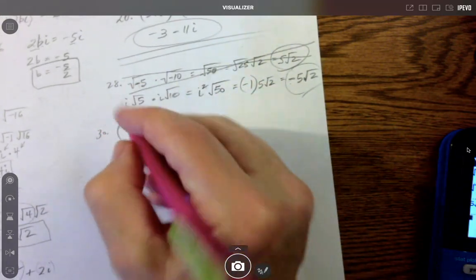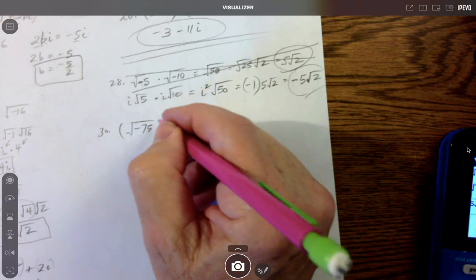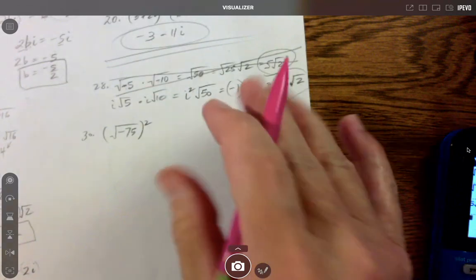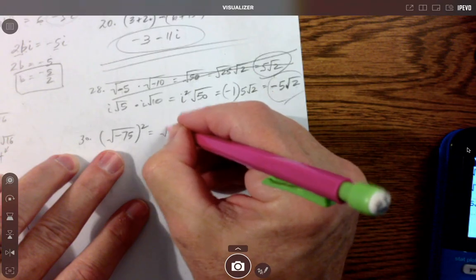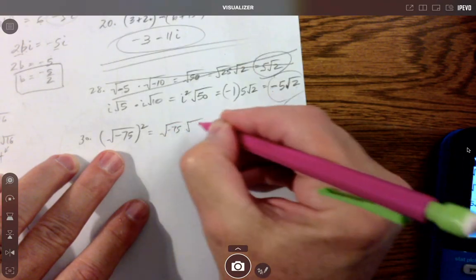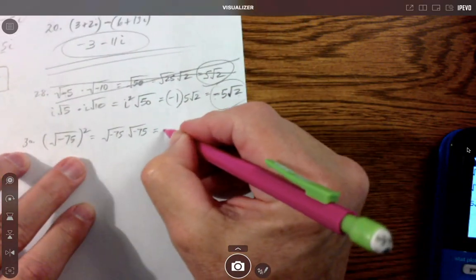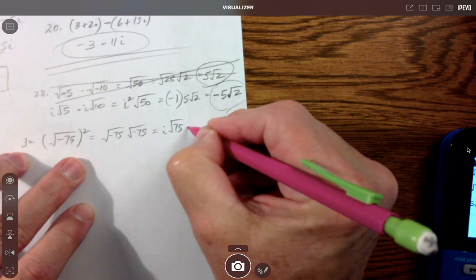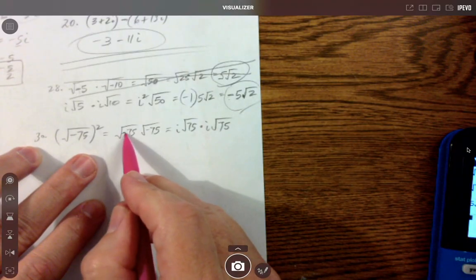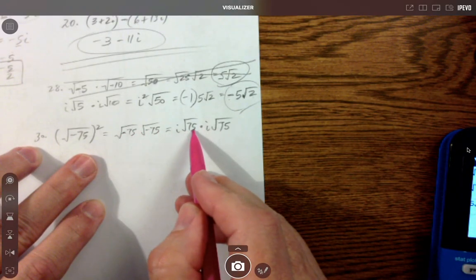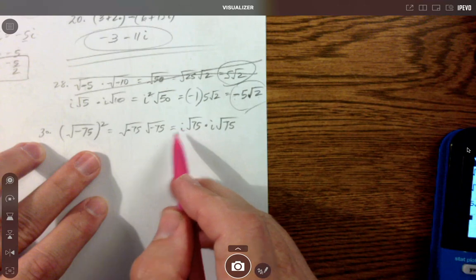The square root of negative 75 squared. Well, we know that's just the square root of negative 75 times the square root of negative 75, right? And that's i square root of 75 times i square root of 75. Because those negatives come out as i's. And now notice the negative's gone, right? When I pull that negative out as a negative 1, it becomes an i.